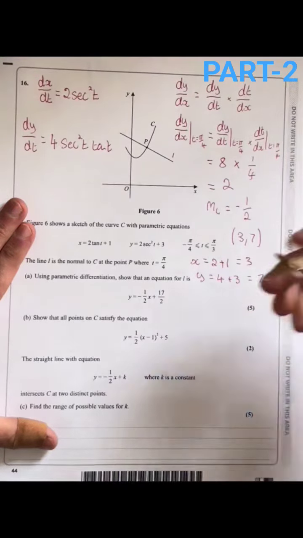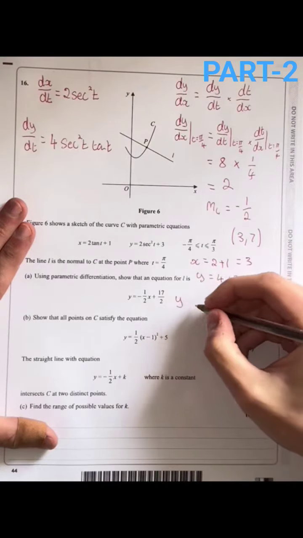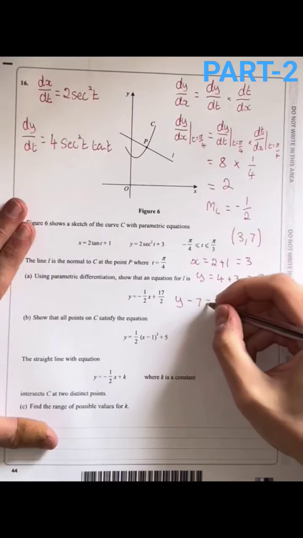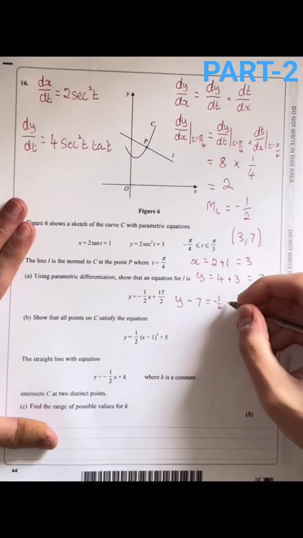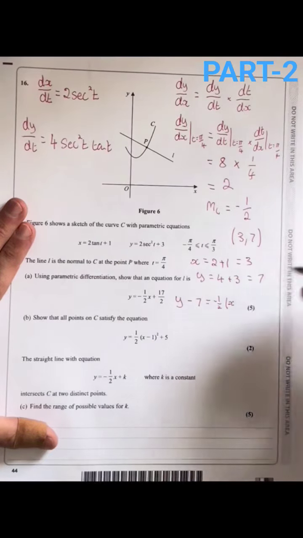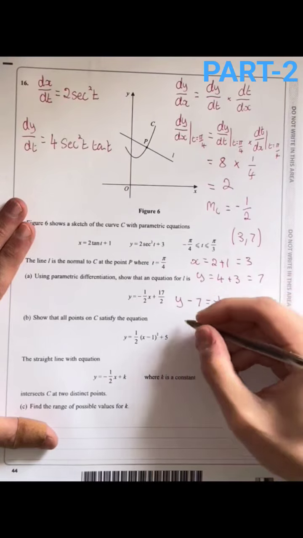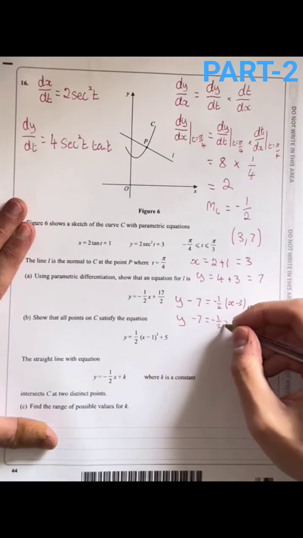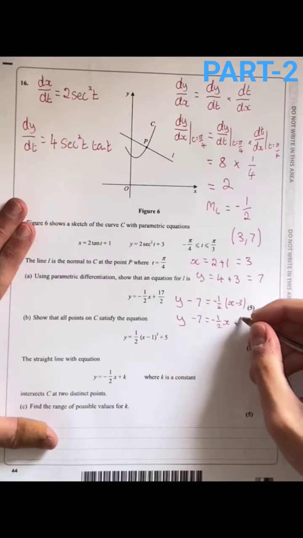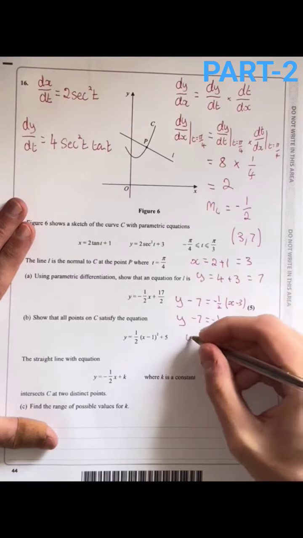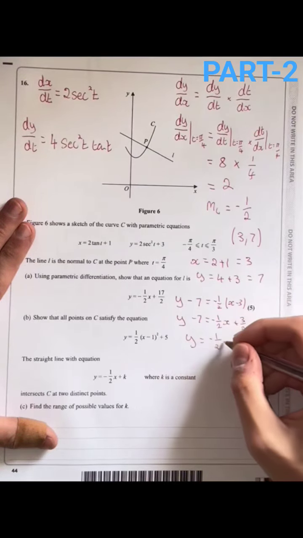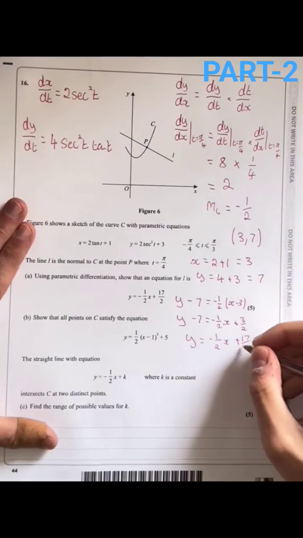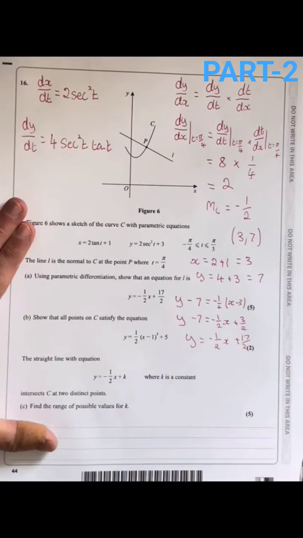And then we can go ahead and just use the following. So y minus y1, so y minus 7, is equal to minus a half, and then x minus x1, so x minus 3. And putting this in, what do we have? We have y minus 7 is equal to minus a half x, and then we have here plus 3 over 2. And if we add the 7 to both sides, you get y is equal to minus a half x plus 17 over 2. So not too bad for the first part of the question there.